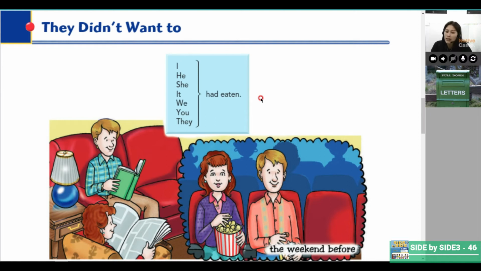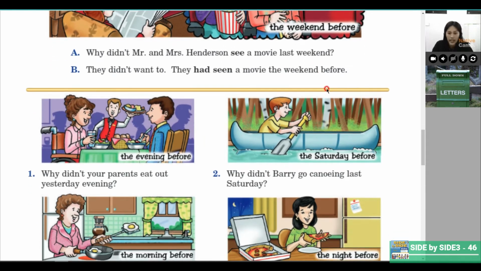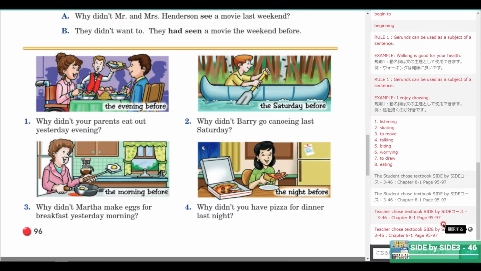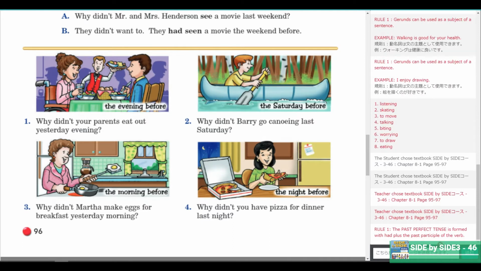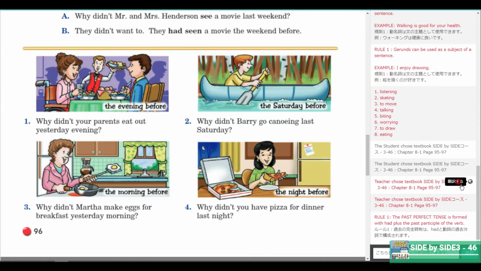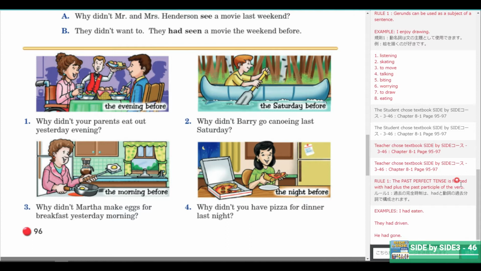Very good, Ken. Now let's move on to the grammar rules for this lesson, okay? Yes, and please check your chat box because I will type some notes. Rule number one says that the past perfect tense is formed with had plus the past participle of the verb. For example, I had eaten: had plus eaten, the past participle of eat, right? Yes. They had driven, had plus the past participle of drive. He had gone, had plus the past participle of go. Okay? Yes. Let's have the number two rule.